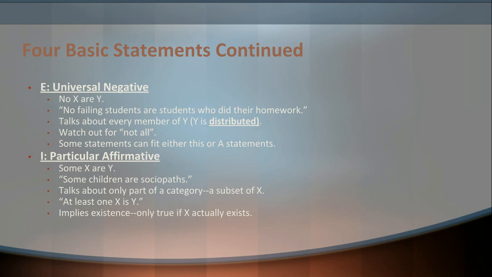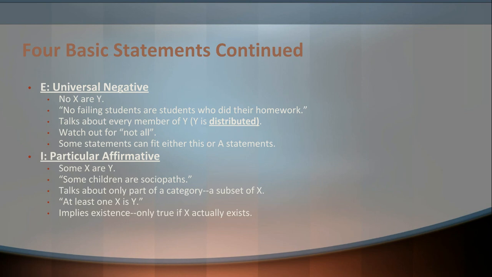Now, third type, we start getting into the particular types of statements. This is the I type. There is a particular affirmative and a particular negative, just like with the universal ones. So the I statement, the particular affirmative, says that some X are Y. Some things in category X are also in category Y. Some children are sociopaths. Some students are good students. Some books are worth reading. These are different particular statements that don't talk about every member of a category. It doesn't talk about all of either category in this case.